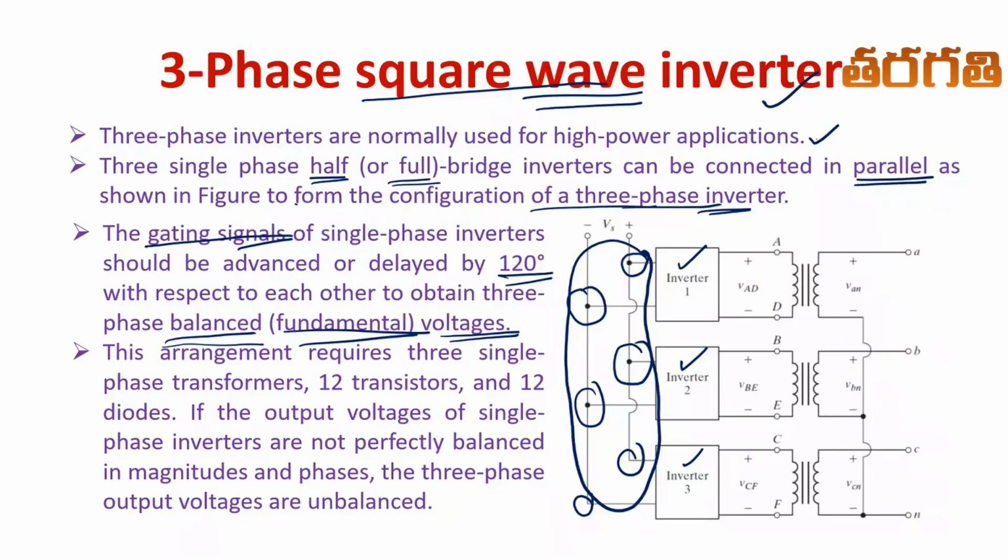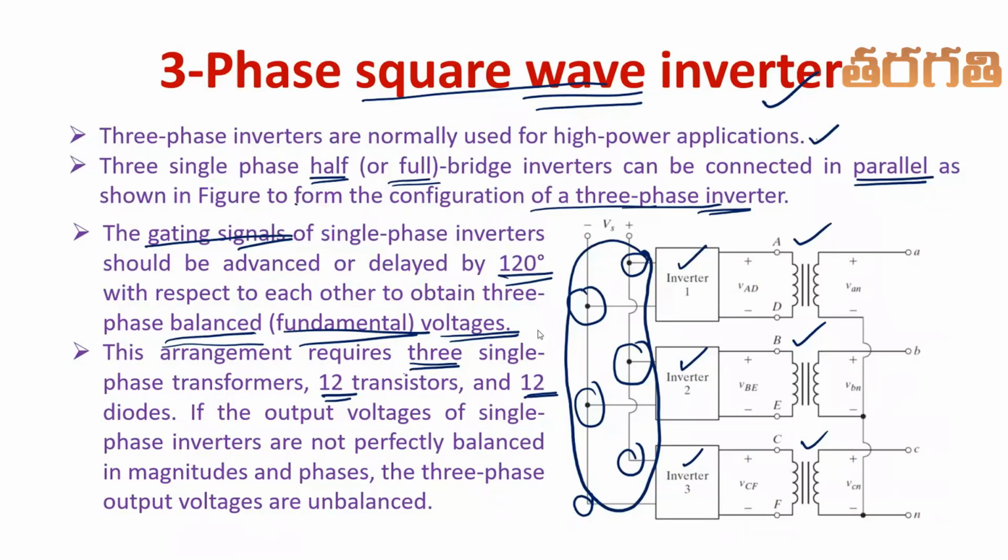For that purpose, what we require is, here we need three single phase transformers. This is transformer 1, transformer 2 and transformer 3. We require three single phase transformers and we need 12 transistors and 12 diodes. The purpose of using this diode in an inverter circuit is to avoid a reverse flow of current from the load to source.